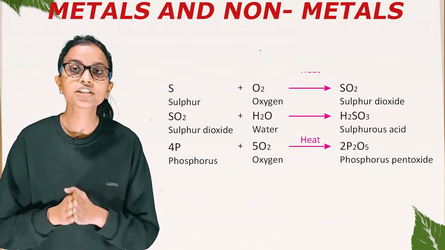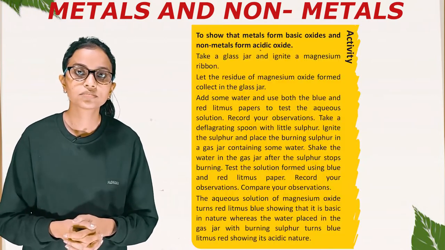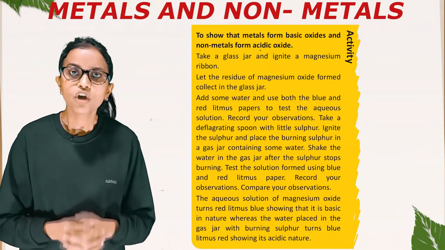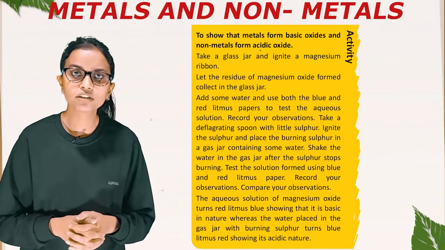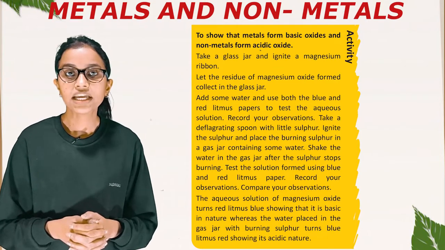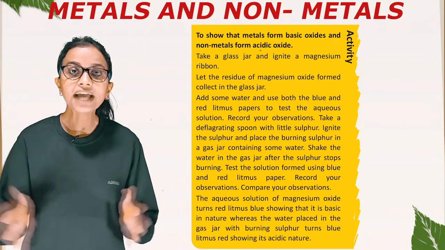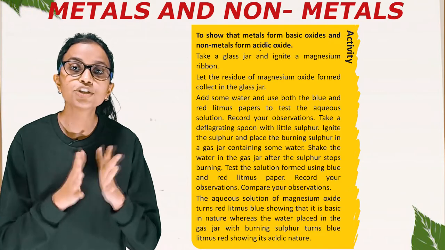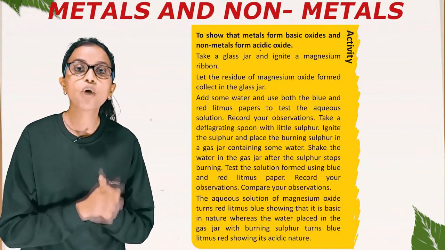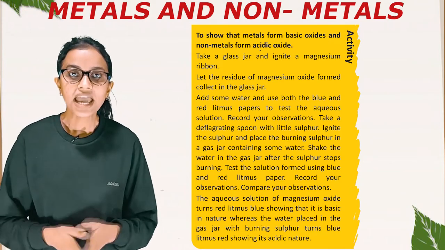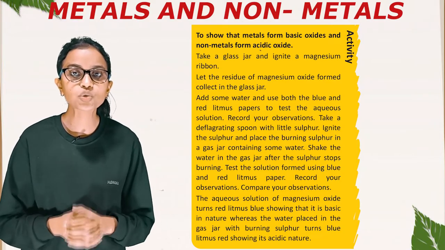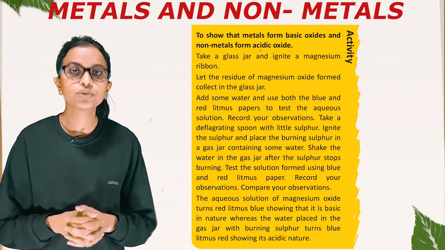2P2O5, phosphorus pentoxide. Now, there is an activity to show that metals form basic oxides and non-metals form acidic oxides. Take a glass jar and ignite a magnesium ribbon. Let the residue of magnesium oxide collect in the glass jar. Add some water and use both the blue and red litmus papers to test the aqueous solution.